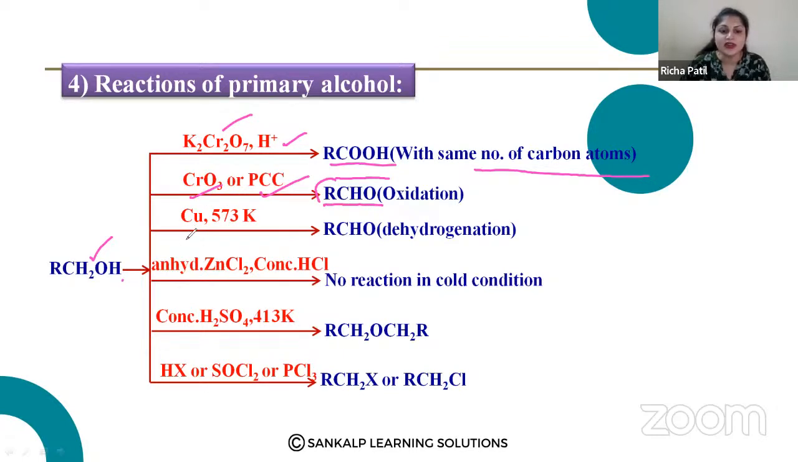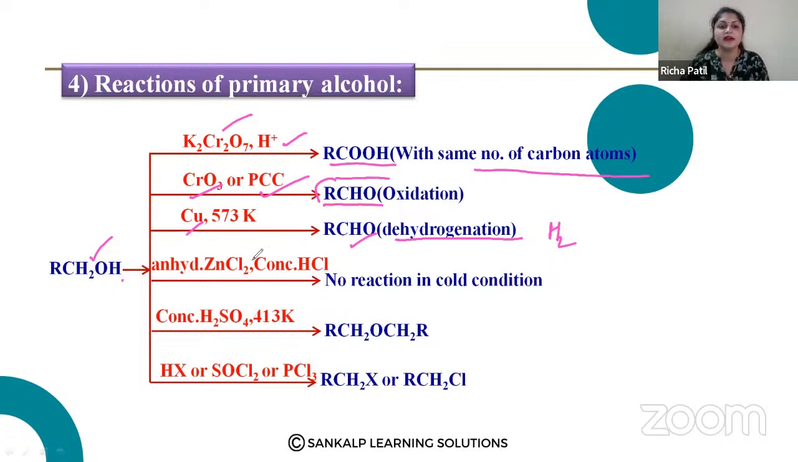Then if it is treated with a metal like copper at 573 Kelvin, it is obtained as an aldehyde. So from dehydrogenation, what do you mean by dehydrogenation? Removal of an H2 molecule. It undergoes a dehydrogenation reaction, there is a removal of an H2 molecule, and it yields you an aldehyde. Next is with anhydrous ZnCl2 and concentrated HCl.